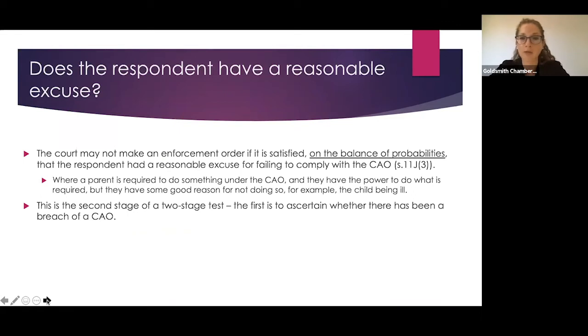You'll note here that I've underlined that this is on the balance of probabilities, so it's on the civil standard, not the criminal standard, when the court is considering it, and the burden is on the individual who's seeking to rely on that reasonable excuse to prove it on the balance of probabilities.